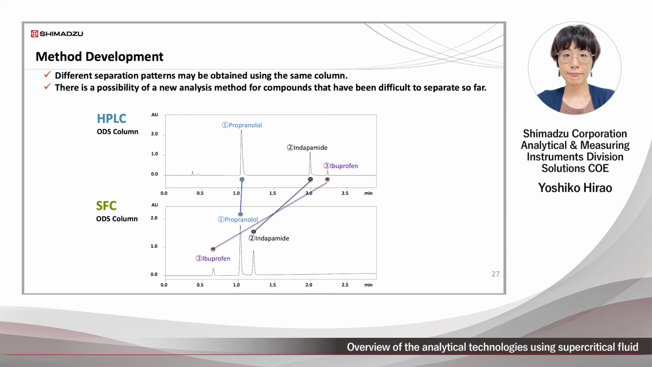Finally, method development. This process for SFC is basically the same as HPLC. This is an example of analysis of 3 components using an ODS column with HPLC at the top and SFC at the bottom. Even if the same stationary phase was applied, a different separation pattern for HPLC and SFC was obtained. This may bring new separation methods for compounds that have been difficult to separate using conventional methods.